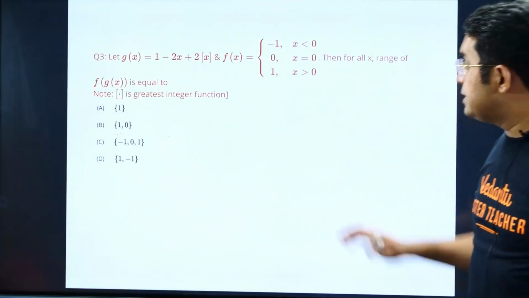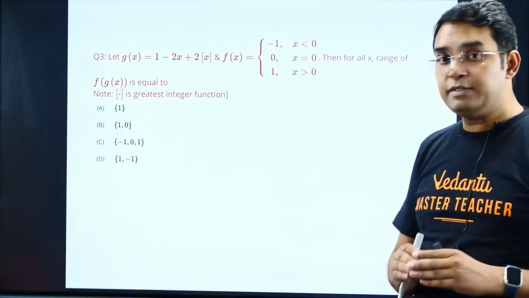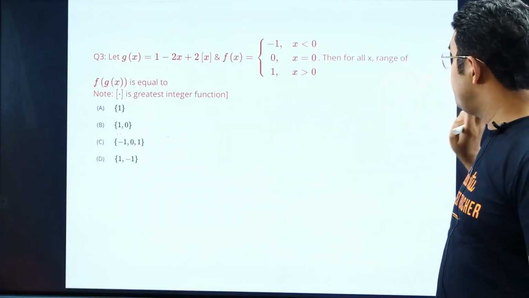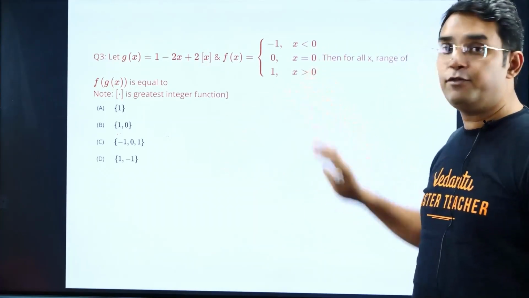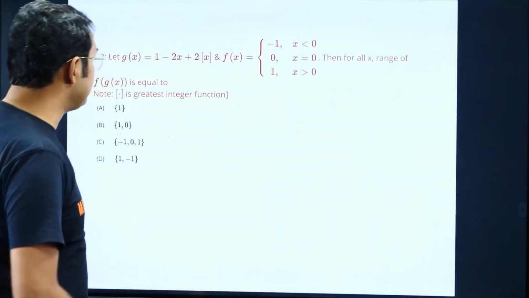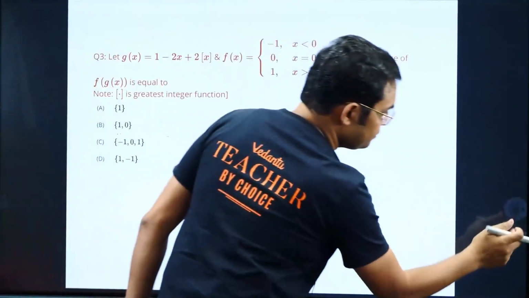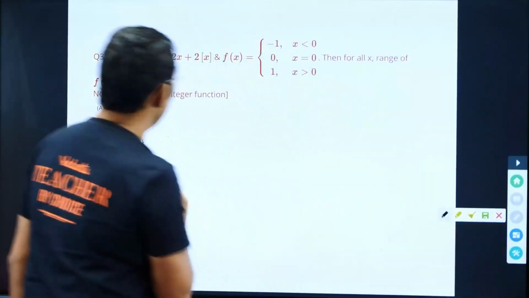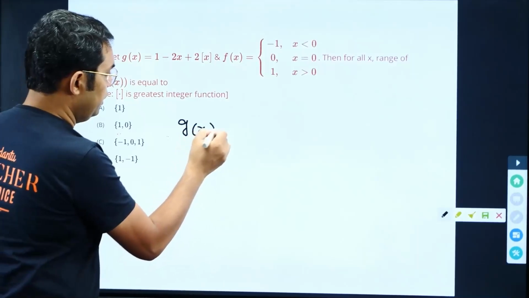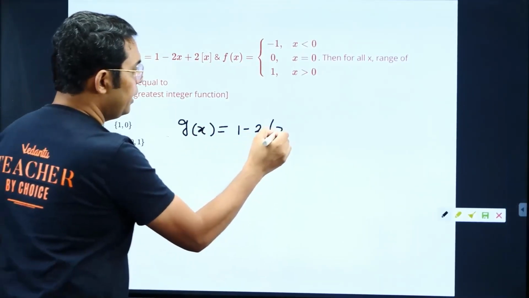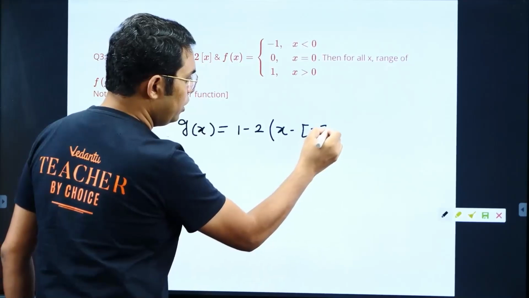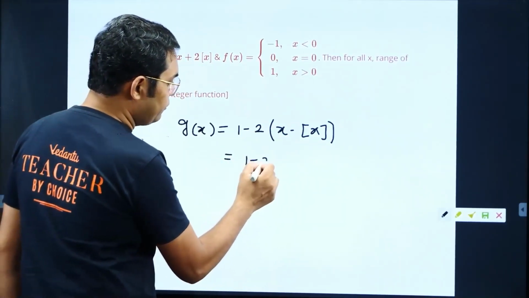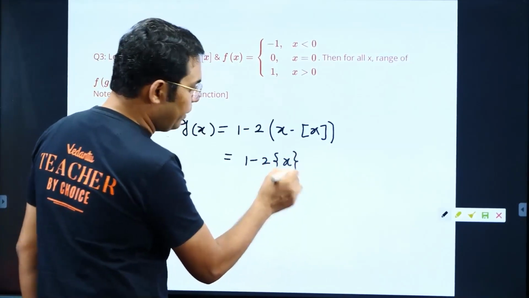It is from functions. It says g(x) is equal to 1 minus 2 times x plus 2 times the greatest integer function, and f(x) is given as this. Then we have to find for all x the range of f of g(x). Okay, first of all we have to understand this g(x) here. It is 1 minus 2 common x minus greatest integer x, and if you remember, this x minus greatest integer function is nothing but the fractional part function. So 1 minus 2 times the fractional part function.